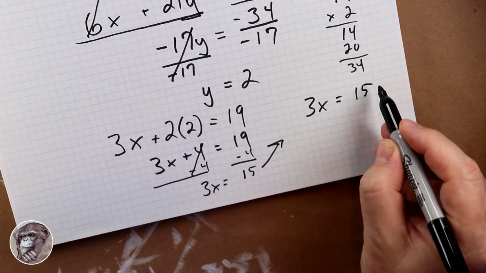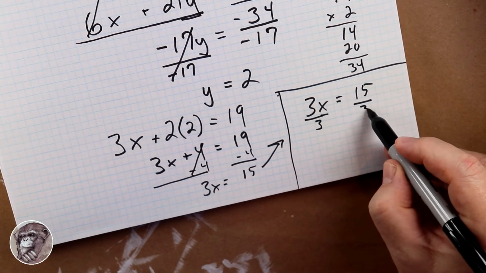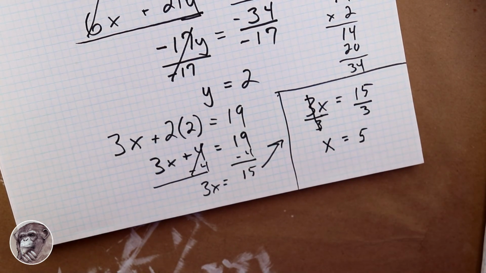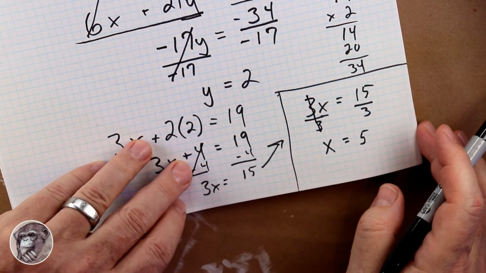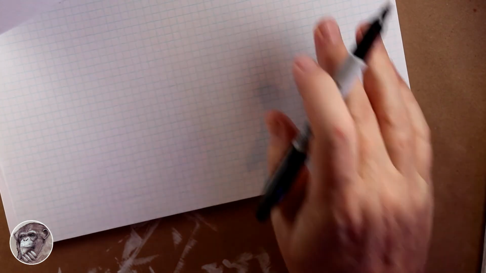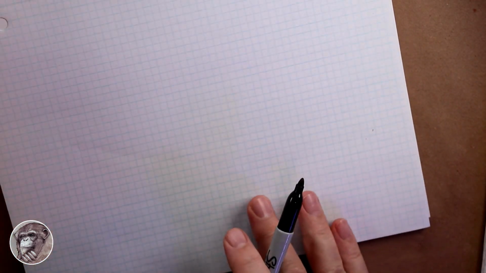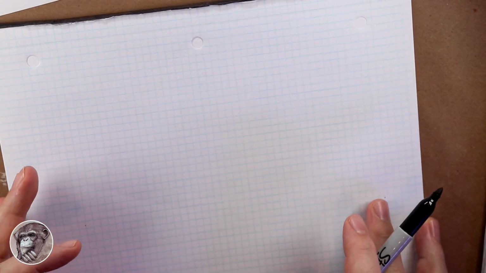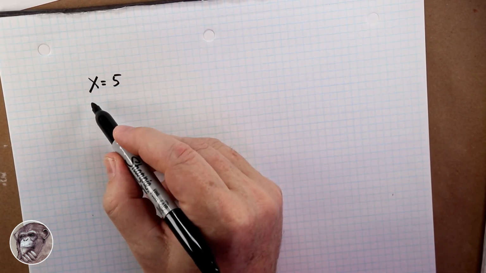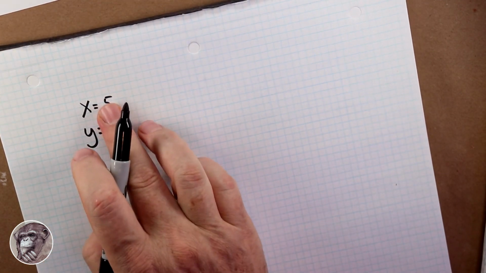3x equals 15. I'm going to divide both sides by 3. This reduces down to 1, so we have x. 15 divided by 3 is 5. Okay, now what I'm going to do is I'm going to substitute this back into the original equation. So we've determined that x equals 5 and y equals 2. And now we're going to substitute these back into the original equations to check to see if they work.